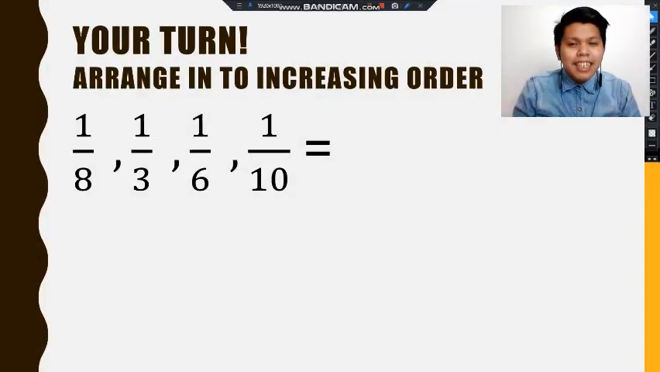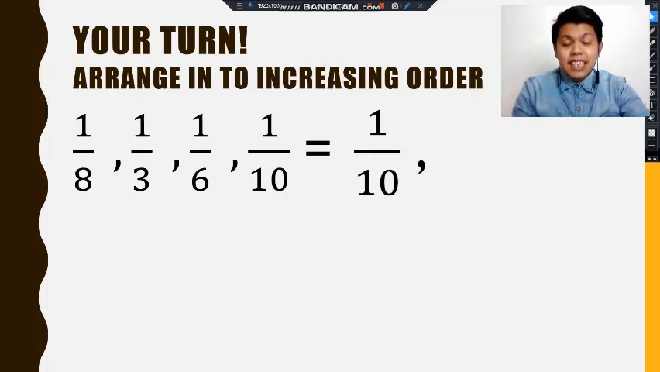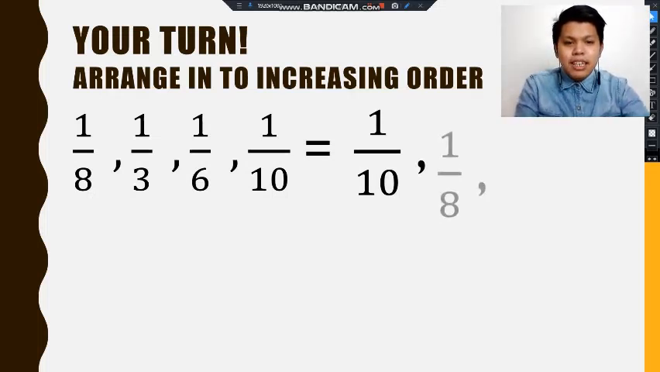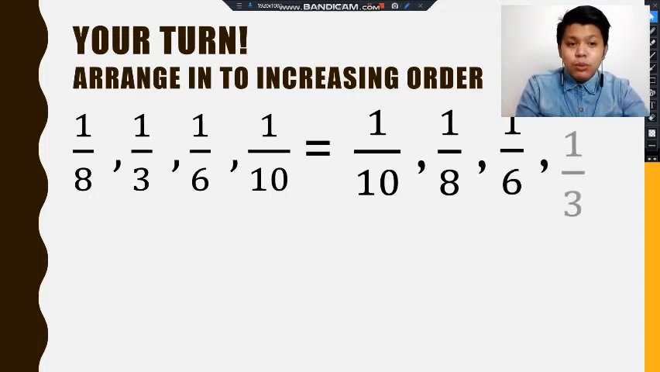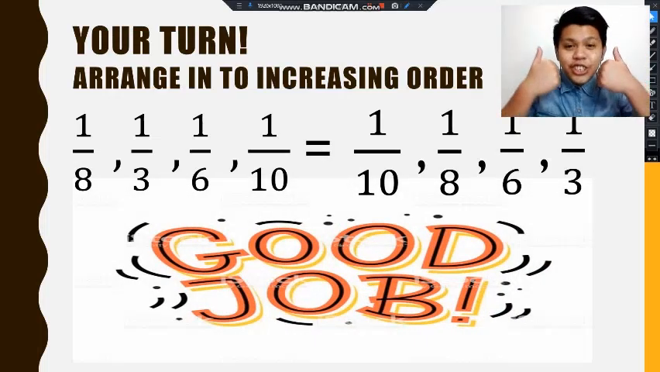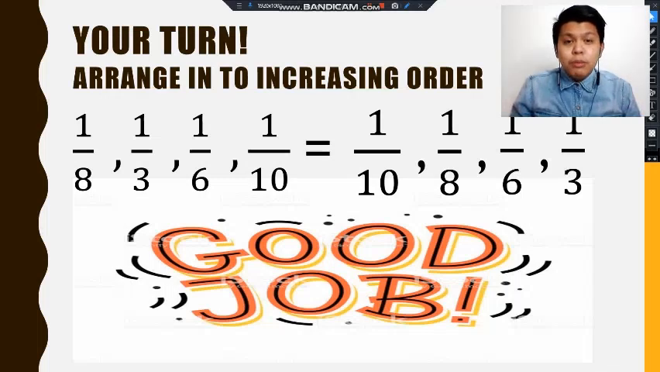Time's up. Let's check your answers. So check for the bigger value of the denominator, which is 10. That will have the smallest part. Next is the 8, 1/8, 1/6, and 1/3. Again, good job. Now, if you want to make sure that this is correct, you try to draw it into an illustration.